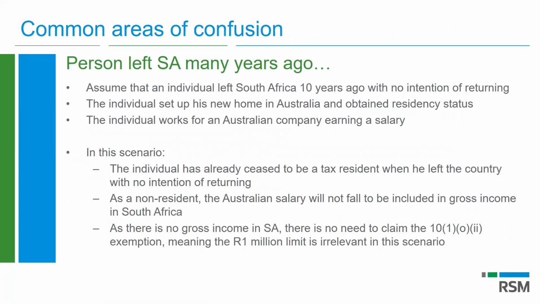Where an instance of confusion has come about, and an example of a scenario that has been posed to us, is where an individual has left the country many years ago. So let's work through this as a practical case where we can assume that an individual left South Africa 10 years ago with no intention of ever returning. Now that individual set up his new home in Australia, he's got residency status, he's employed for and working for an Australian company, earning a salary in Australia.